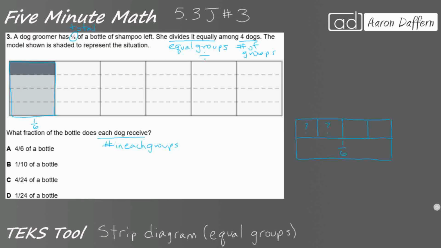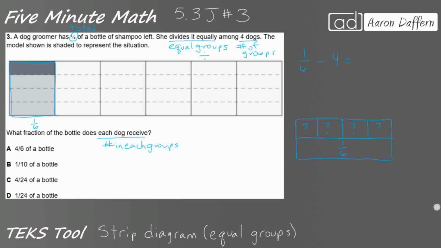I'm looking for how much is in each of these groups. So if I wanted to turn this into a division problem, I would say this is going to be 1/6, and I'm going to divide this into 4 equal groups. And then that's going to get me the number in each group, which is what I'm looking for. What fraction of the bottle does each dog receive? So we can use the model, but we can also use our algebraic understanding to solve this. Let's use the model since we have it here.